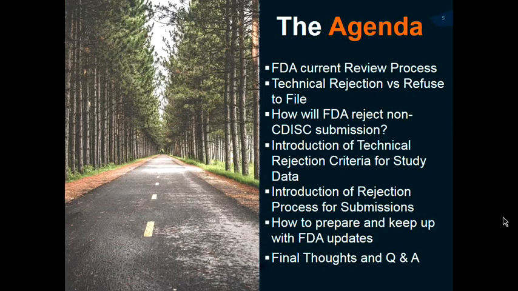So our agenda is we're going to start with the FDA's current review process. And there are actually two rejection processes. One is a technical rejection and another is refuse to file. And then we will talk about how FDA rejects non-CDISC submissions, introduce technical rejection criteria for study data, and the rejection process for submissions. And then we're going to talk about how to prepare and keep up with those FDA updates.